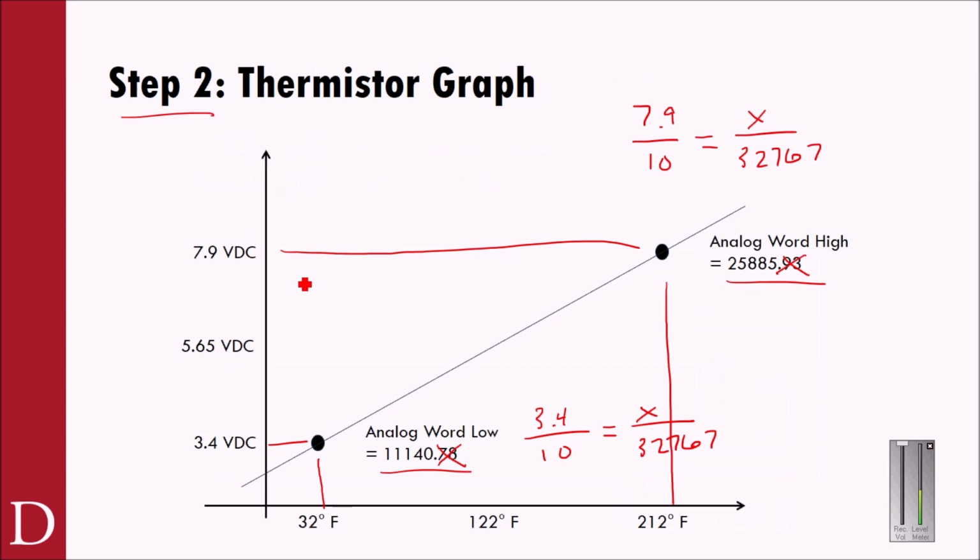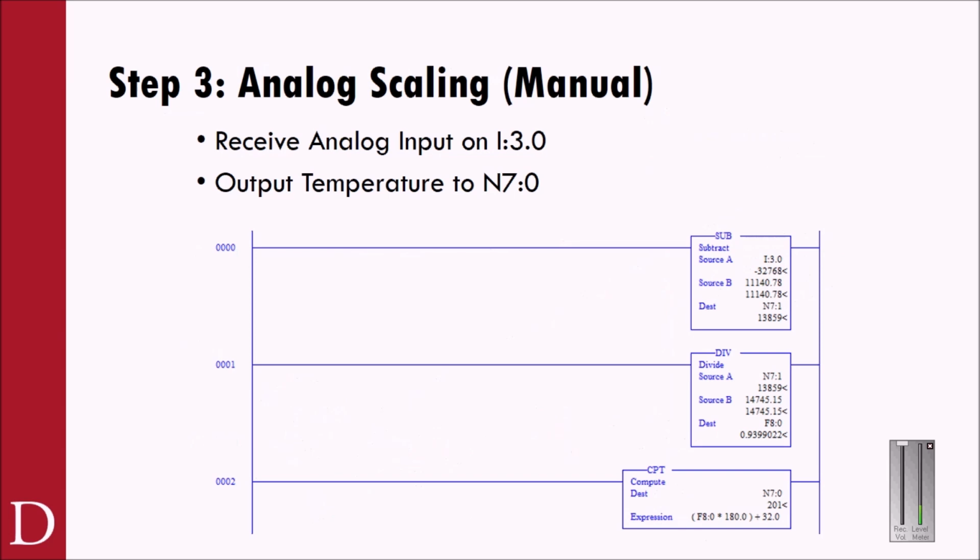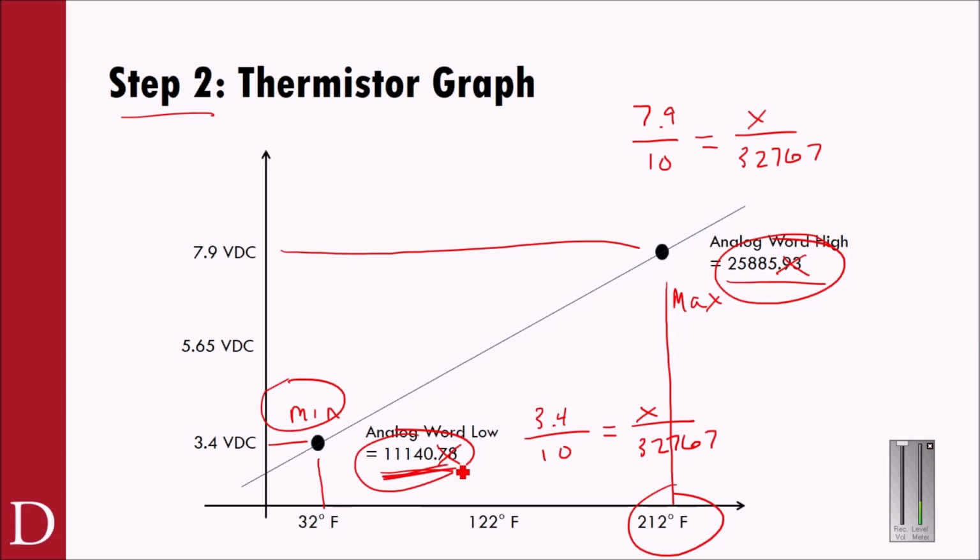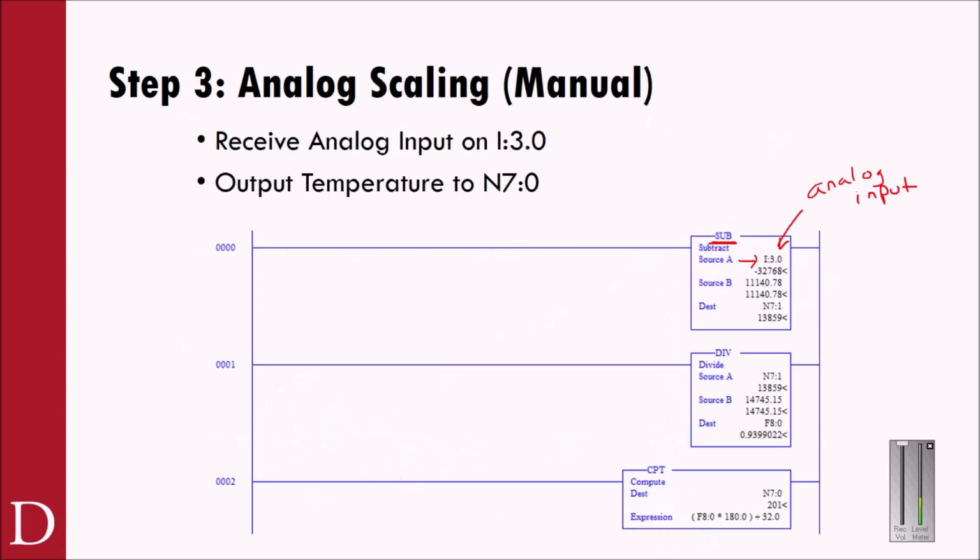But now that I've determined that thermistor graph, and I've determined what is my minimum word for my minimum temperature, 11,140.78 goes with my minimum temperature, and my maximum word goes with my maximum temperature, which is my 212 here. That's my max. Now I can bring in that analog input. On this subtract block, I've taken in I:3.0. This is my word value, my analog input. And remember, that analog input is going to be a number between 11,140 and 25,885.